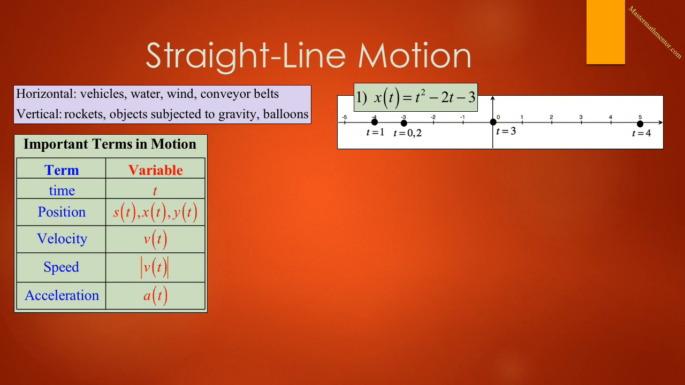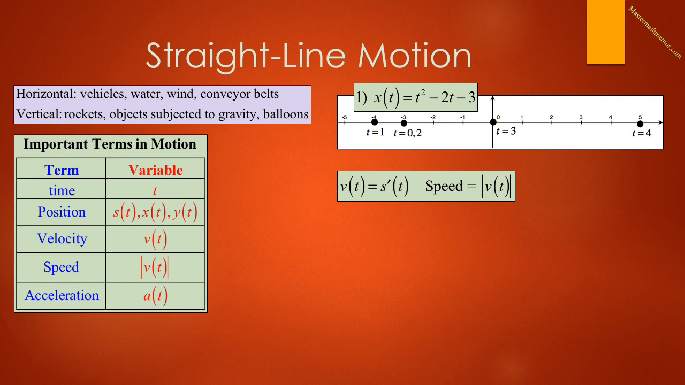At t equals 0, our particle is at negative 3. At t is equal to 1, our particle is at negative 4, which means it has moved to the left. At t equals 2, our particle is back to negative 3, so it has moved to the right. At t equals 3, our particle is at the origin, which is 0. And at t is equal to 4, our particle has moved all the way out to 5. We show that on the number line.